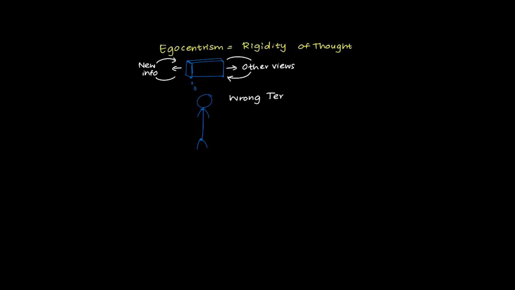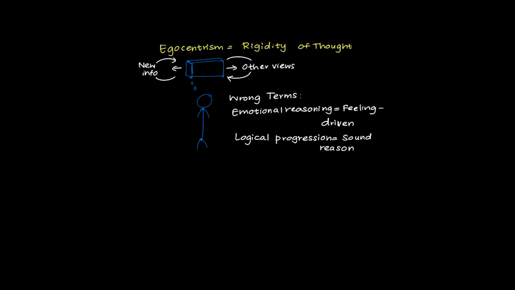Emotional reasoning describes thinking driven by feelings. That's not the term Paul and Elder use for egocentrism's defining characteristic. Logical progression describes sound reasoning, the opposite of a barrier. Systematic analysis is a disciplined thinking approach, again the opposite of what egocentrism represents.